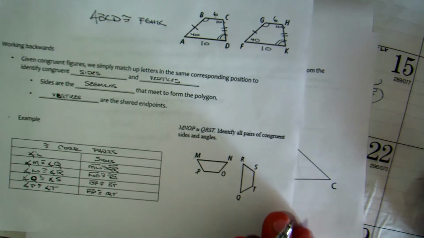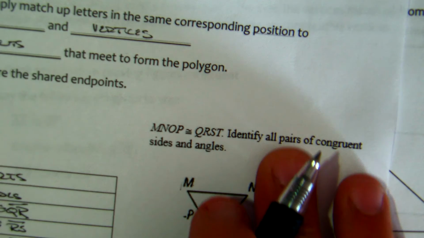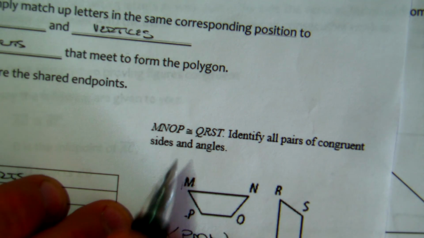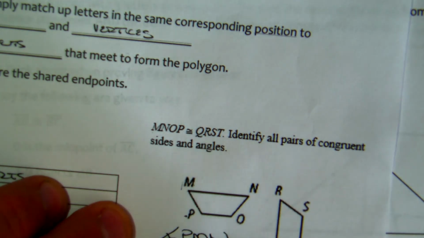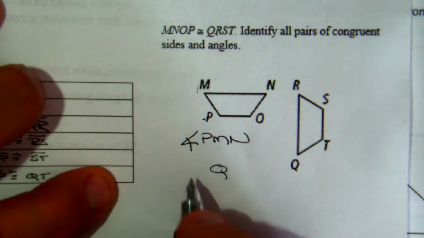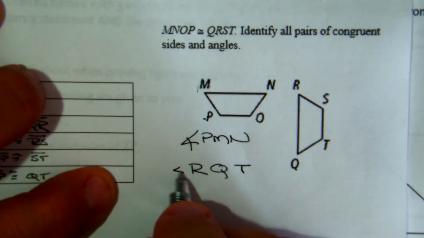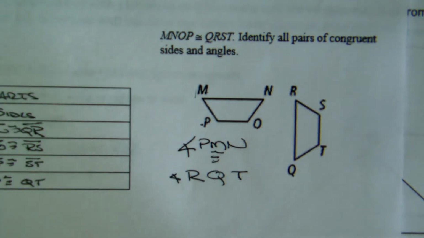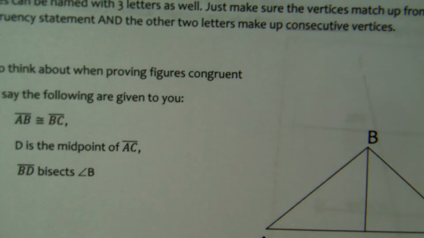Let me get the diagram out. This is what I mean by that. If we named it with 3 letters, so let's say angle PMN, M matches up with Q. Just make sure the other 2 letters are connected to Q. So it could be R and T in either of those orders. You just couldn't use S. So make sure you have them in the right order when you do that.